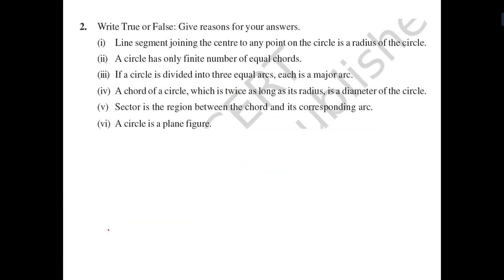That is true and false. Write true or false, and give a reason for your answer. A line segment joining the center to any point on a circle is called the radius of a circle. So in a circle there is a point P, a point Q, a point R, and here is the center. If I join these, these are all called radius. So it is related with the term radius.